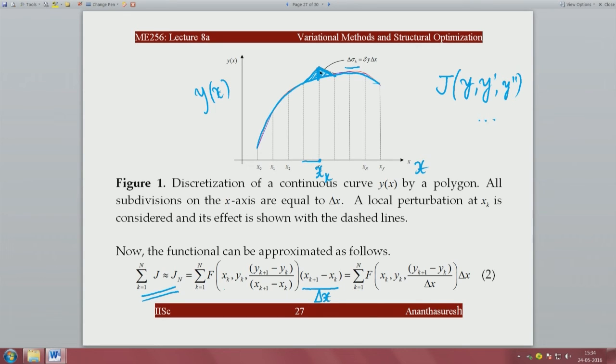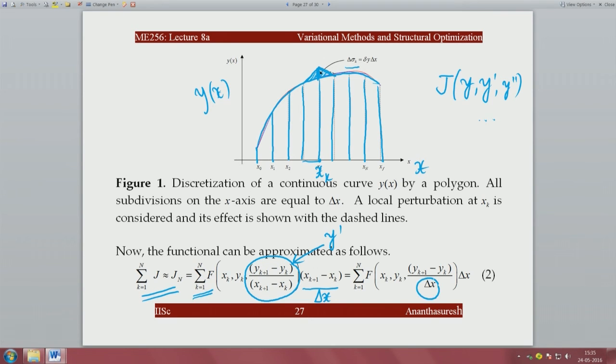If you notice, we have x_k, y_k, and instead of y', what we have put here is (y_{k+1} − y_k) divided by (x_{k+1} − x_k). It is basically a finite difference approximation of y'. So, I am turning the integration in J into a summation over a discretized set of intervals. Instead of taking the continuous range from x_0 to x_f, we are taking the function at specific points, and everywhere we see what happens if I perturb a little bit and get this J changed. When I do that, I get this. So, we are replacing y' with (y_{k+1} − y_k) divided by (x_{k+1} − x_k).